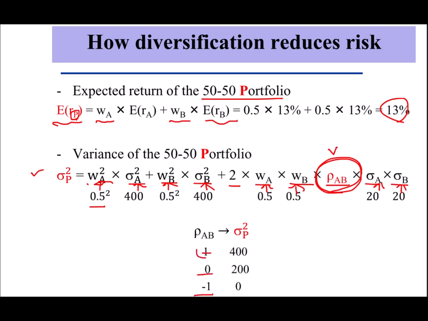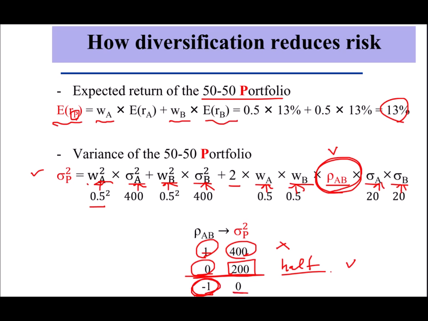If we use correlation 1, the portfolio variance will be 400, which is the same as the variance of stock A and stock B. There's no risk reduction in this case. What about zero correlation? Now the portfolio variance is just 200, half of the variance of each stock. So we have a reduction of risk by forming a portfolio. In this case, it's better to invest into this portfolio rather than into either stock A only or stock B only.